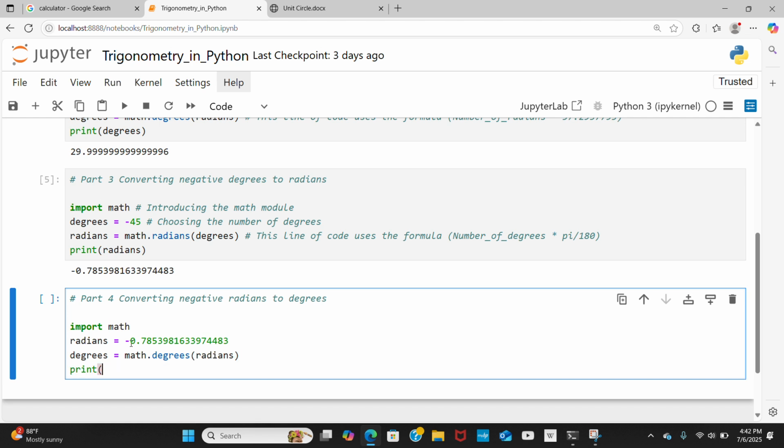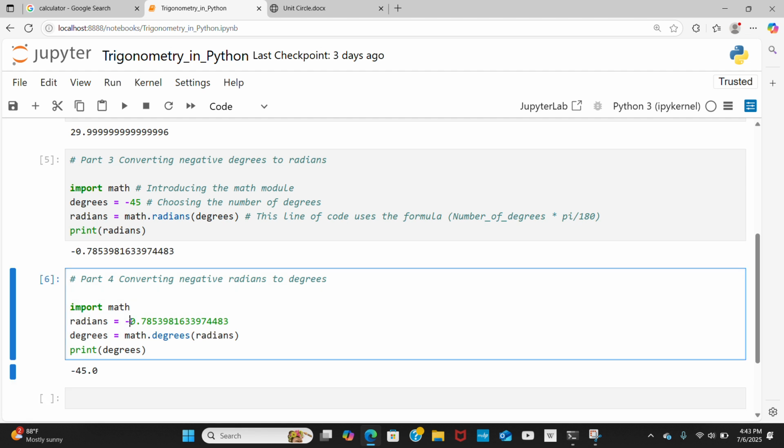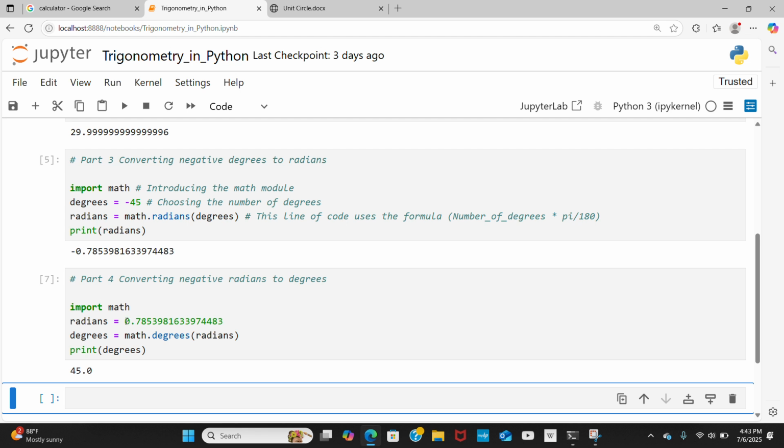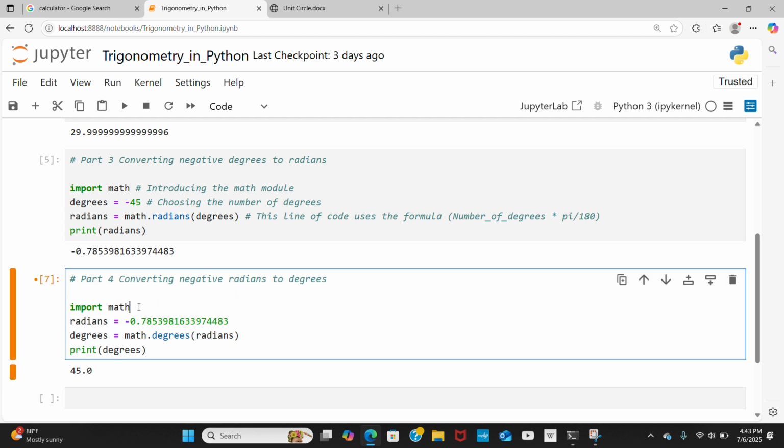I'm going to set degrees equal to math dot degrees in parentheses radians. I'm going to print degrees. And I get negative 45. Now if we're to change this from a negative to a positive, I would just get 45. And it's the same thing we've been doing.